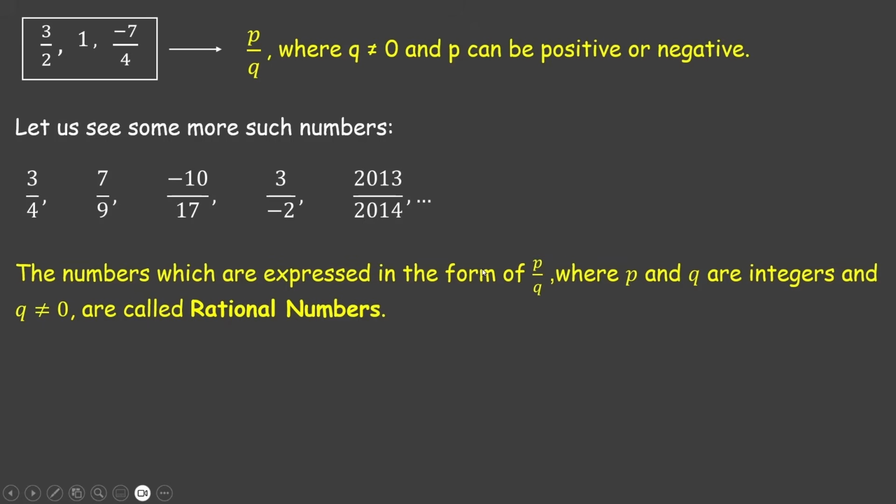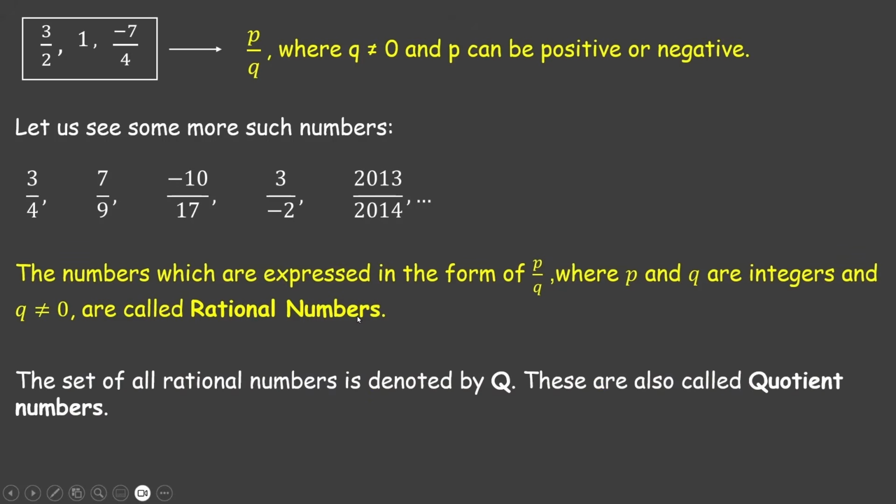So basically numbers which have a numerator and a denominator. The numerator can be positive or negative. The denominator can be any number other than 0. These are called rational numbers. These are represented by capital Q and they are also called quotient numbers.